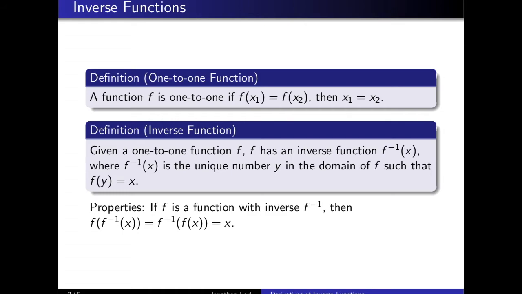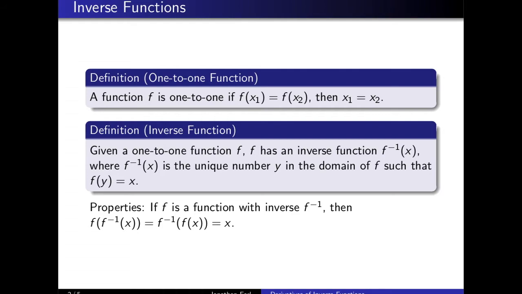Okay, so if you're given a one-to-one function, that function f has an inverse function which we'll call f to the minus 1, and f inverse of x, so f to the minus 1 of x, is the unique number y so that f of y is equal to x. One thing that I should clarify here is that when we're using f to the minus 1 in this context to talk about inverse functions, we're not talking about 1 over f. We're talking about the inverse, which is different.